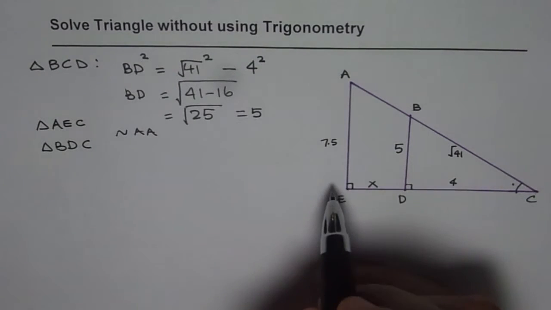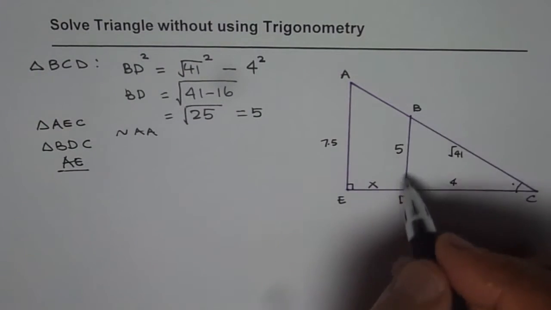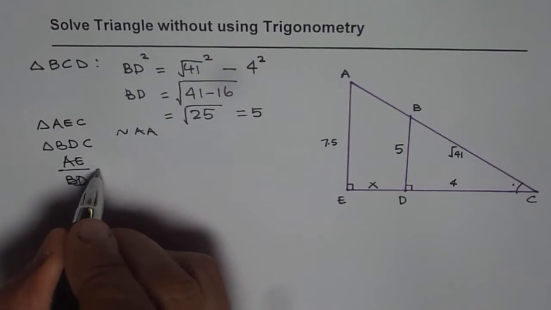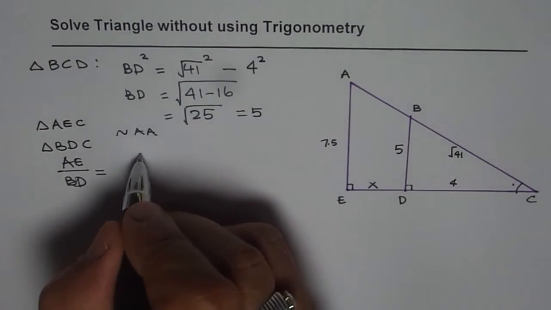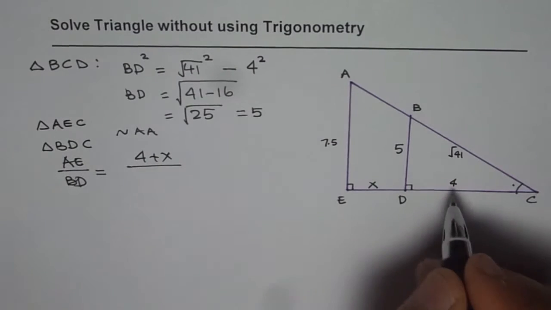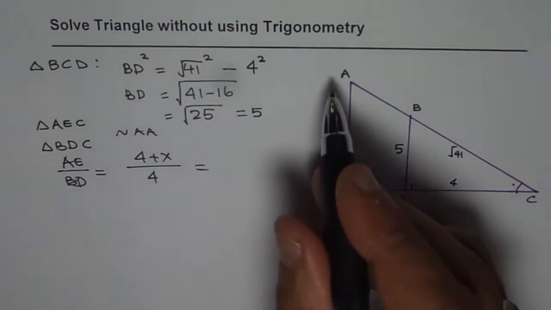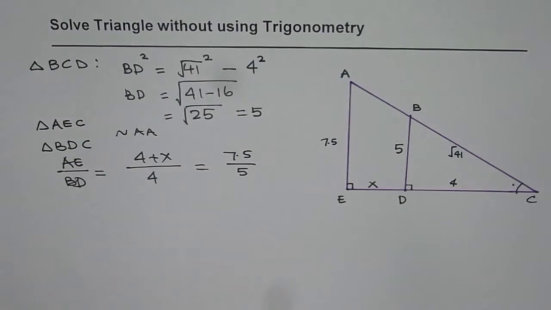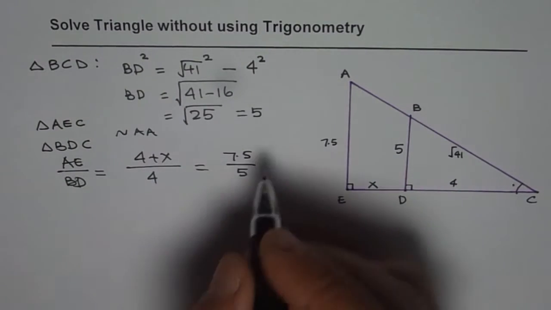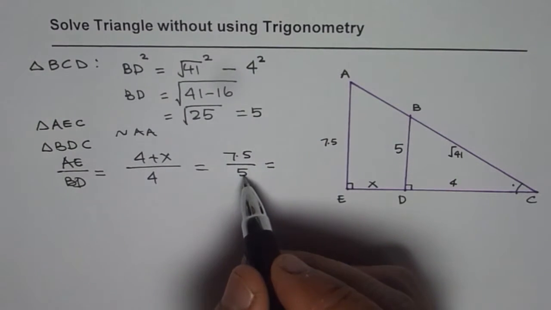Now since these two triangles are similar, their sides should be in ratio, right? So we can now compare the ratios and we can write this as AE over BD equals, on the big triangle, 4 plus x over 4. Now we know what AE and BD are. AE is 7.5 and BD is 5, correct? So from here we can calculate the value of x. So let us cross multiply. Rather, we are dealing with decimals. Why not divide 7.5 by 5 itself, right?